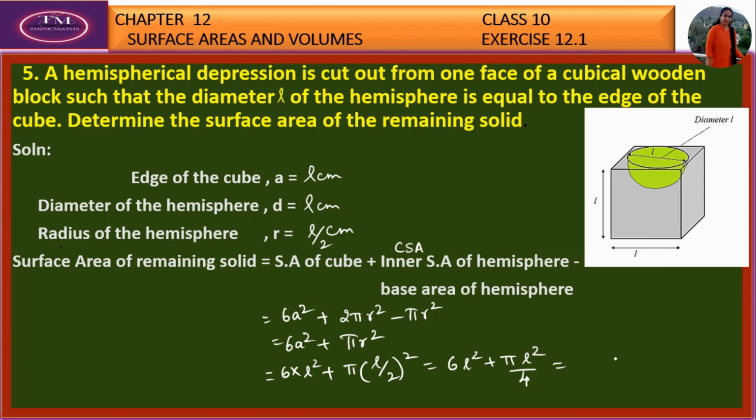So if we take 4 as LCM, we have to multiply this number by 4. So 6 4s are 24 L square plus pi L square. So we can take L square by 4 as common. So if we take L square by 4 as common, it will be (24 plus pi) centimeter square. So this is the surface area of the remaining solid. So I hope you can understand this problem. With this, problem 5 is over. Let us move on to the sixth problem.